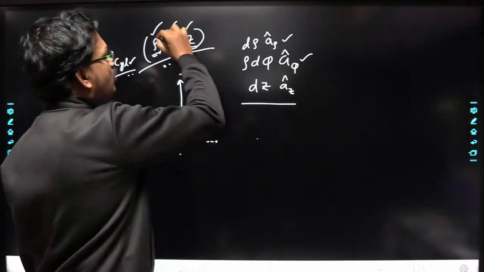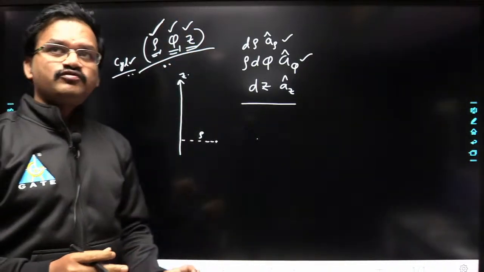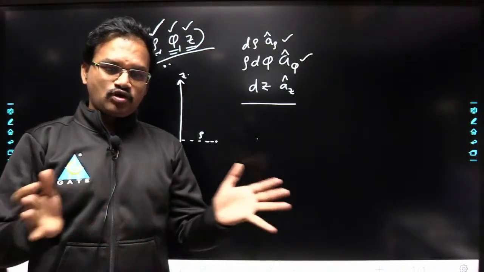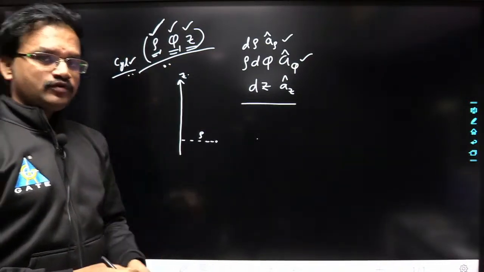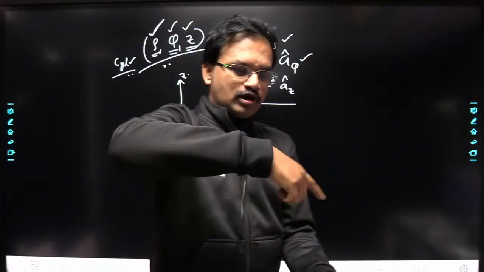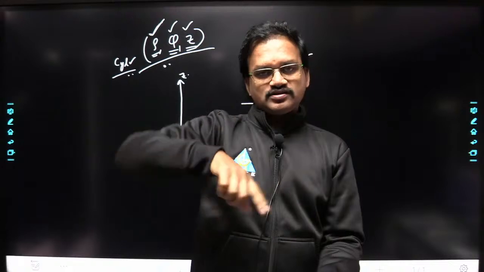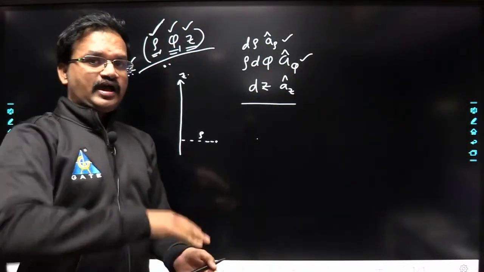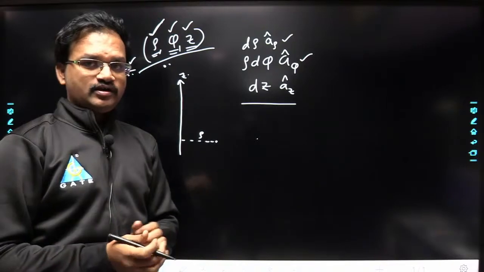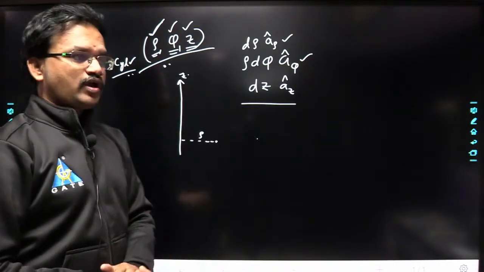Now rho gives you the feel for the size of the cylinder. As rho varies, the size of the cylinder varies. Phi gives you the feel for the movement along the circumference of the circle. And as z varies, the height of the cylinder varies. Understood? So all these three things we have seen.